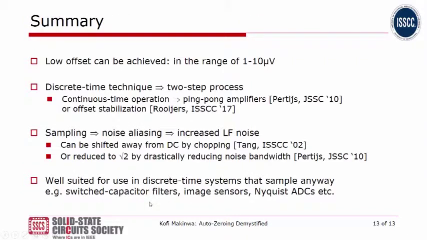So to summarize, what have I explained about auto-zeroing? Well, auto-zeroing works. You can get low offset because it behaves like a high-pass filter, and we can get offsets in the range of 1 to 10 microvolts. It's a fundamentally discrete-time process. It takes 2 steps. And that means that if you want to achieve continuous-time operation, you have to do some extra things. I don't have the time to describe them in this talk, but I give you some references.